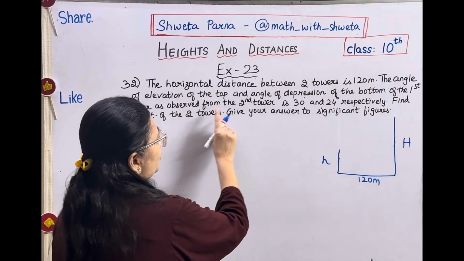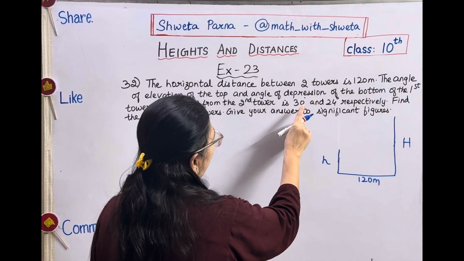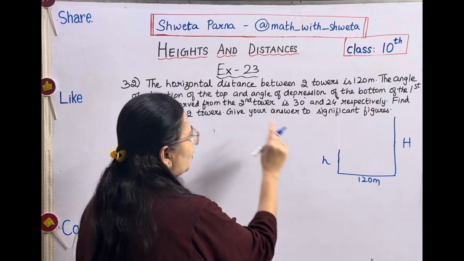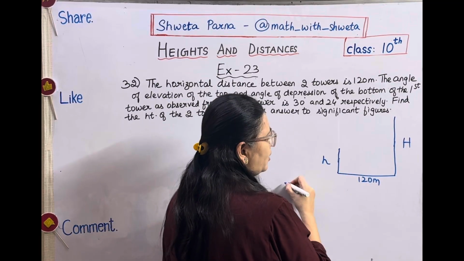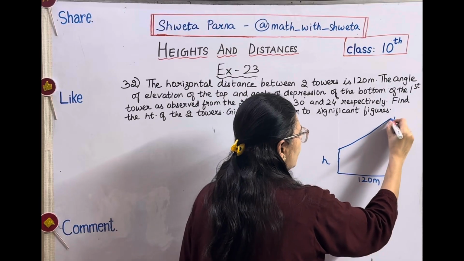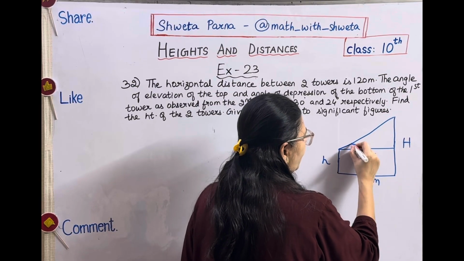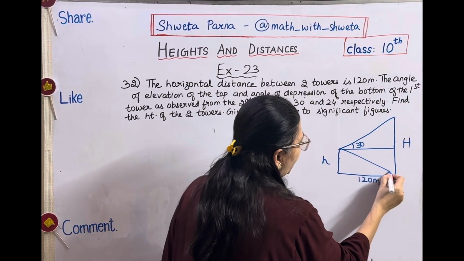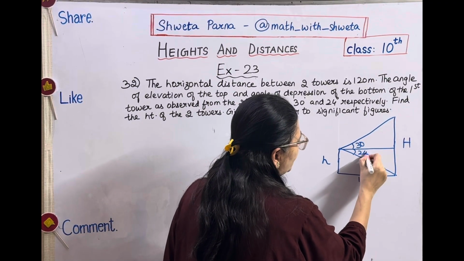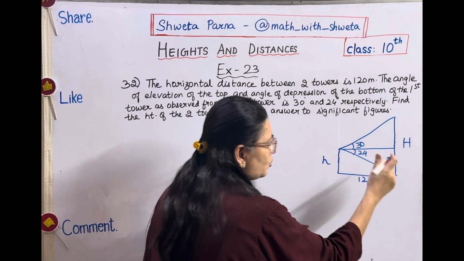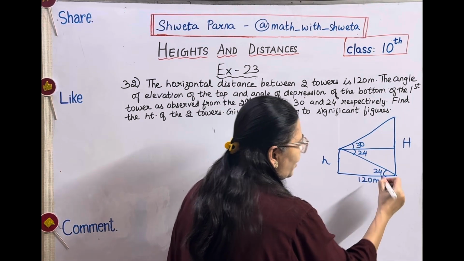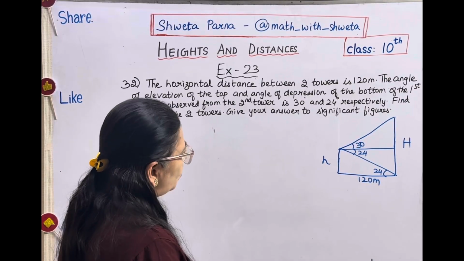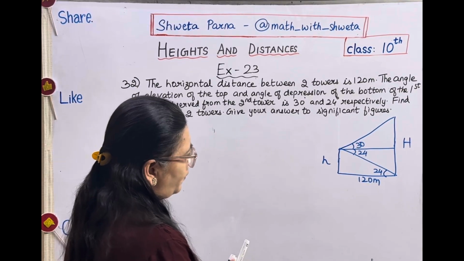The angle of elevation of the top and the angle of depression of the bottom of the first tower as observed from the second tower. Say this is my second tower. If I am observing, this becomes my angle of elevation, which is 30 degree, and this becomes my angle of depression, which is 24 degree. So if this is 24 degree, even this would be 24 degree. Now find the height of the two towers and give your answer to significant figures.